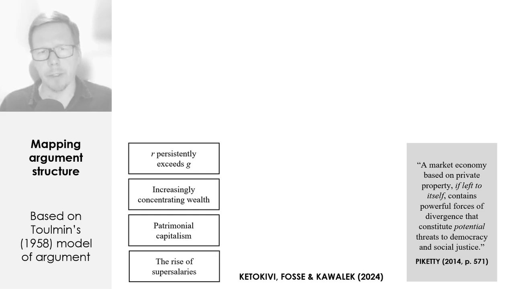R is the return on capital. So let's say that you invest in something. The return on your investment that you get, that's R. And G is the growth rate of the economy. Now, Piketty focused largely on returns to private capital. And he noted that in light of historical fact, R has persistently exceeded G. That returns to private capital accrue at a faster pace than economies grow.